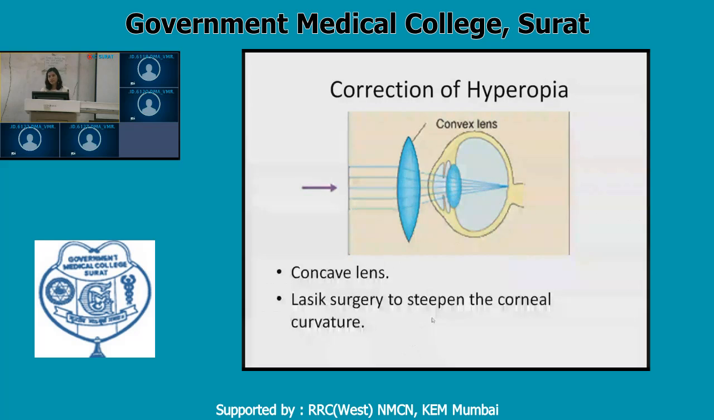Laser assisted in situ keratomileusis. And here what you are doing is that you are steepening the curvature of the cornea. So you are increasing the dioptric power of the cornea so that the image which was initially forming behind the retina will now be forming on the retina.